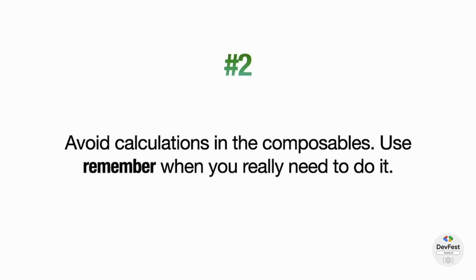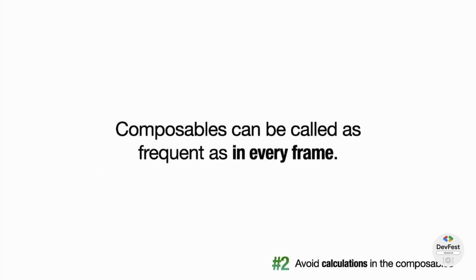Second one, avoid calculations in the composables. You can use remember when you really need to. Composables, as you saw in the talk that came before me, can be called as frequently as every frame for animations, for example. To go from color A to color B, there is a number of colors in between that the composable needs to update, right? Because it needs to go smoothly.